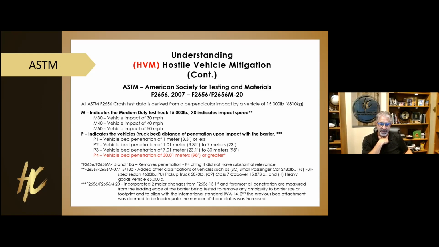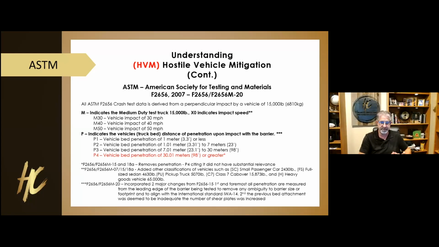So M indicates medium duty, 15,000 pound vehicle. And the numbers after that indicate the speed at which the vehicle is traveling. So M30 is consistent with the K4 in the Rev A, 15,000 pound vehicle moving at 30 miles an hour. And M40 is consistent with the K8, and M50 is consistent with the K12. That's, however, pretty much where the similarities end. Let's look at the penetration.